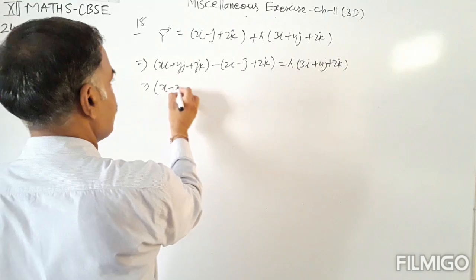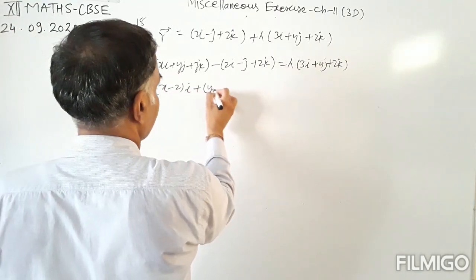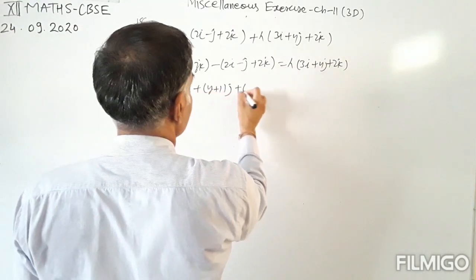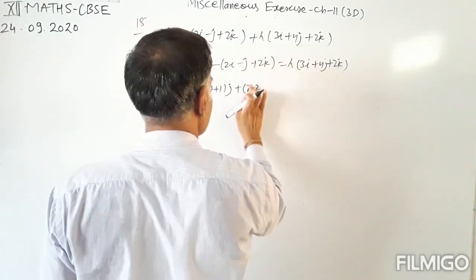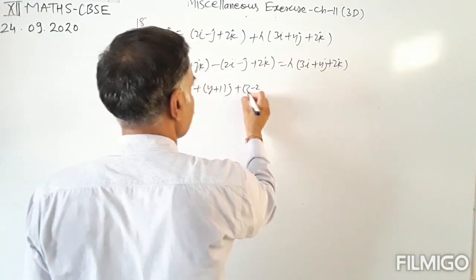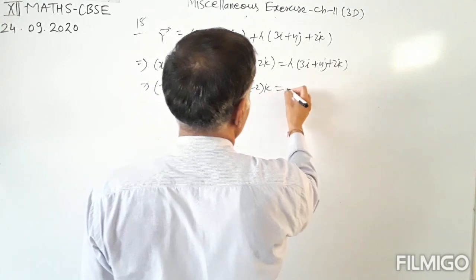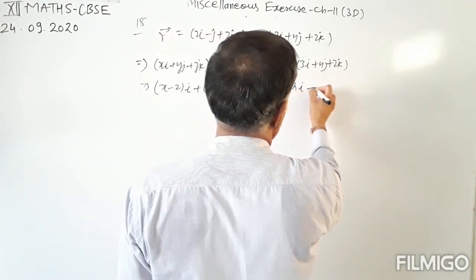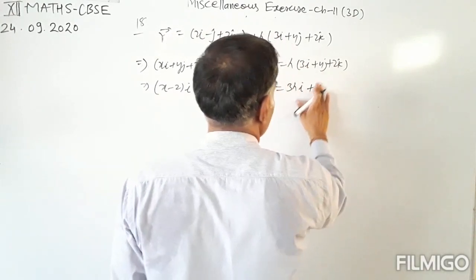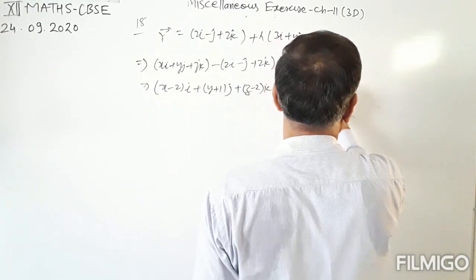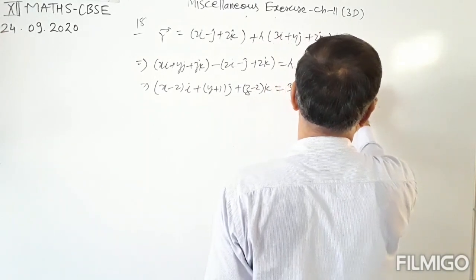So this is (x minus 2) i cap plus (y plus 1) j cap plus (z minus 2) k cap equals 3 lambda i cap plus 4 lambda j cap plus 2 lambda k cap.